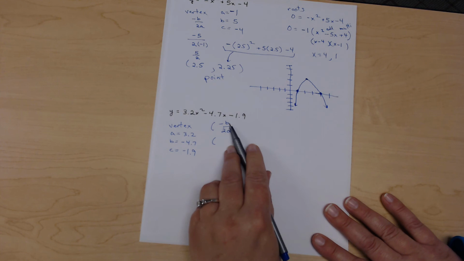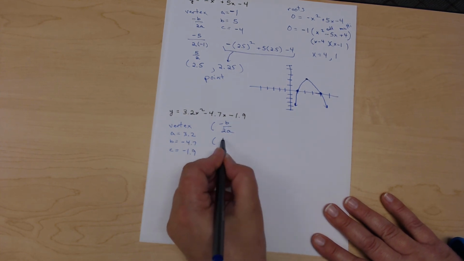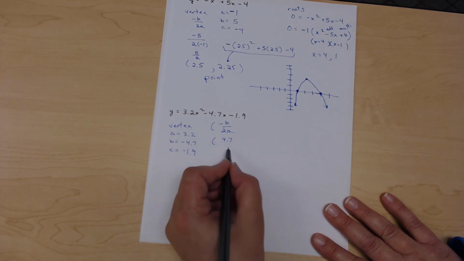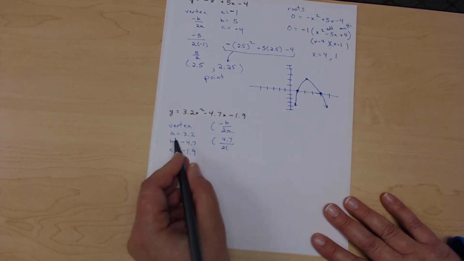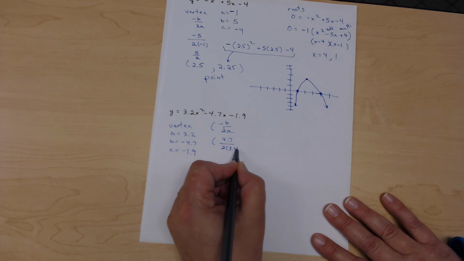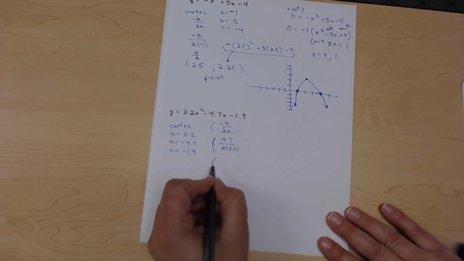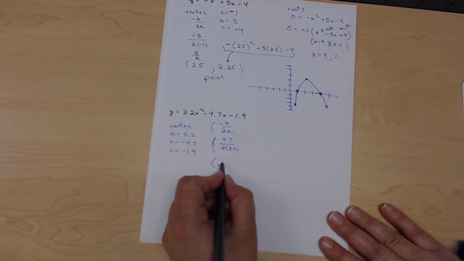Negative b, so notice that I changed the sign, so it's actually 4.7, the opposite of b. So we're going to make it 4.7 over 2 times a, which is 3.2. All right, so just grab a calculator, and that should give you, we're just going to round to 2 places, 0.73.